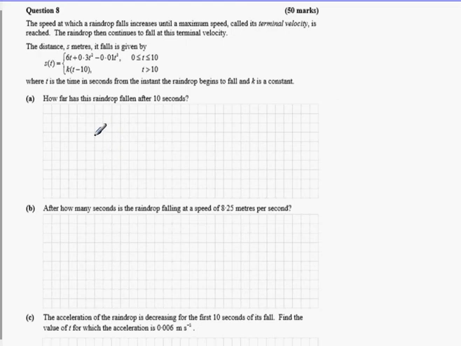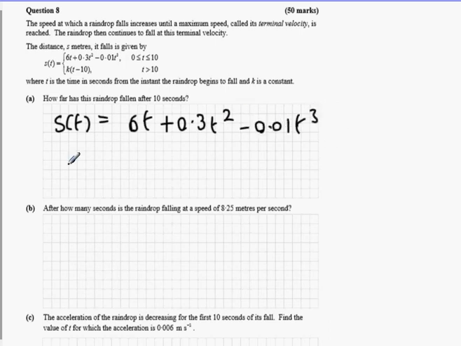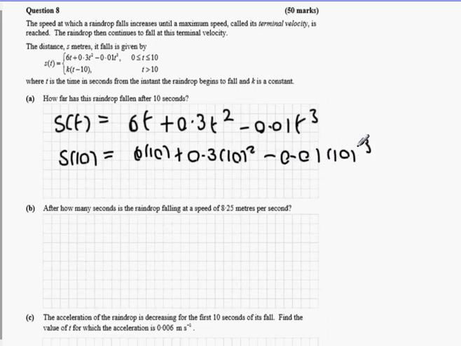Okay. Now, what we have here, guys, is how far has the raindrop fallen after 10 seconds? Well, it says that the S formula is 6 multiplied by time plus 0.3 times the time squared minus 0.01 times the time cubed. Just simply put 10 in for all of them. So 6 times 10 plus 0.3 times 10 squared minus 0.01 times 10 cubed. You're going to find that that turns into being 80 meters. Okay?